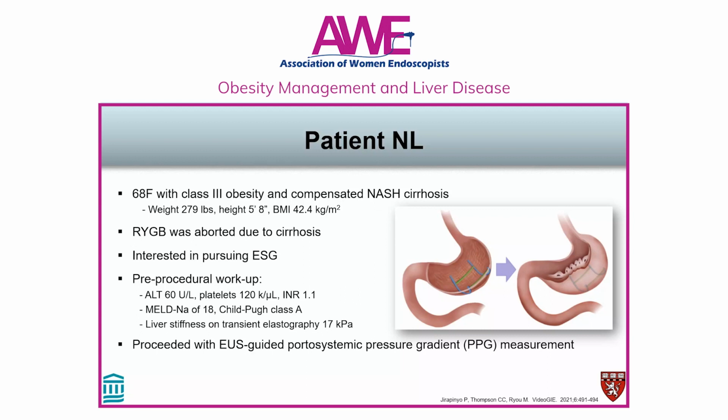On her workup, her ALT was 60, platelets 120, and INR was 1.1. Her MELD-Na was 18 with Child-Pugh class A. On FibroScan, her liver stiffness score was 17 kilopascal. At that time, since we did not know if it's safe to perform ESG in patients with cirrhosis, we decided to do more workup to assess if she had portal hypertension.